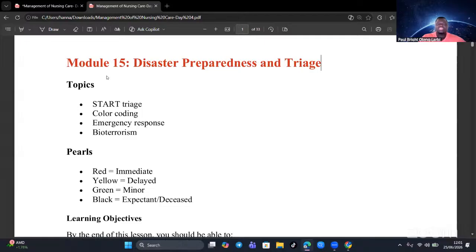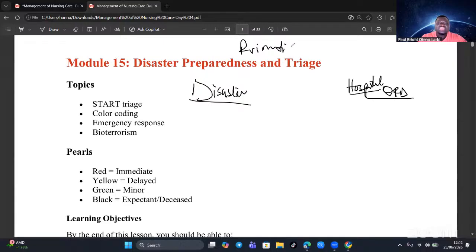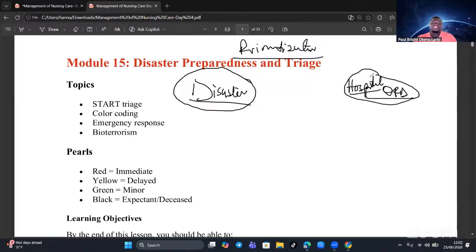So note the difference. We have a disaster environment, and we have a hospital setting: normal patients coming to the ER or the OPD, or you are working on the ward. In these two environments, the nurse must still prioritize. They can give you a question in NCLEX or whichever exam you are writing, and they will tell you the setting. You should know the approach to take.